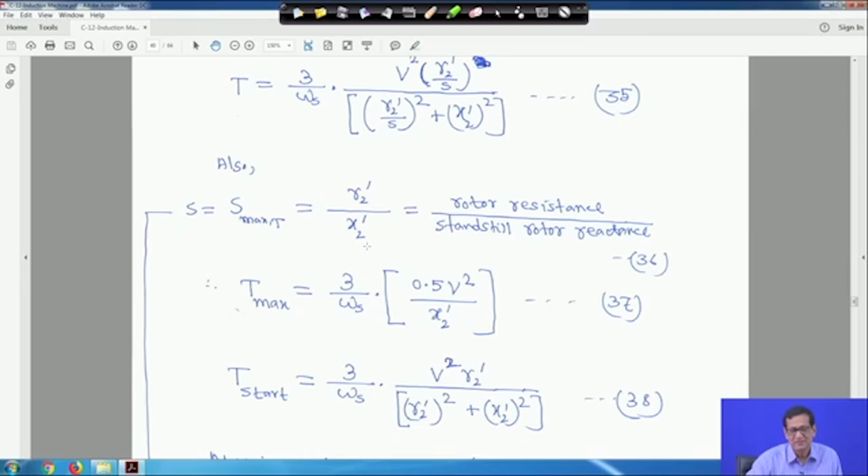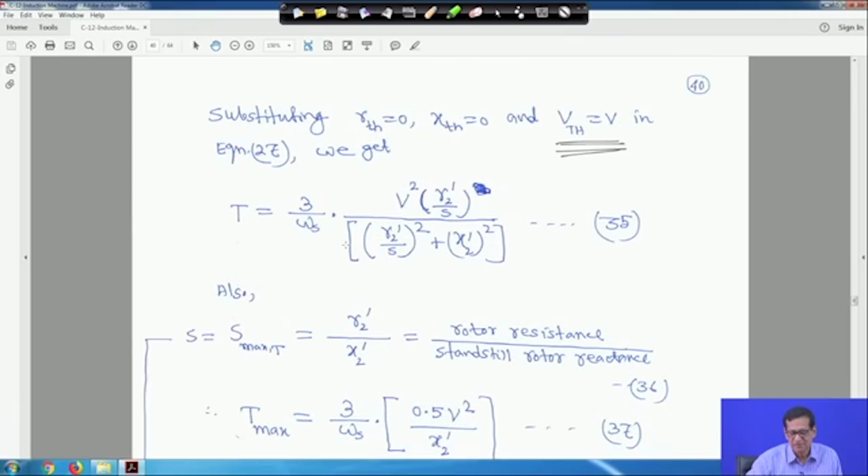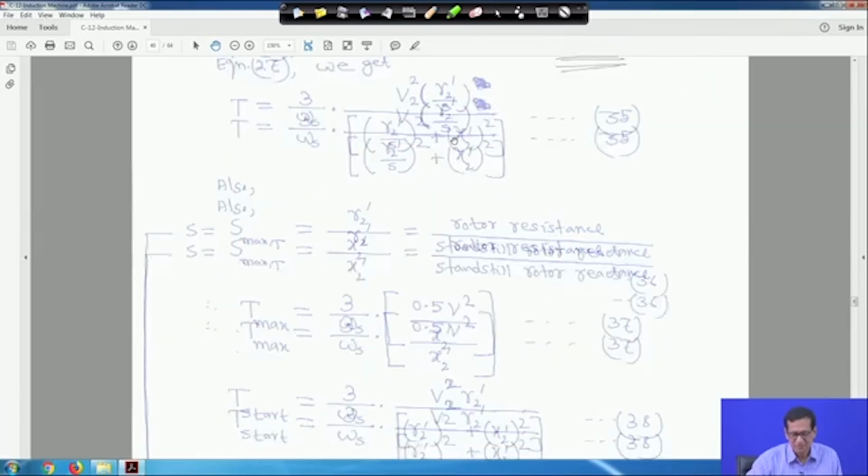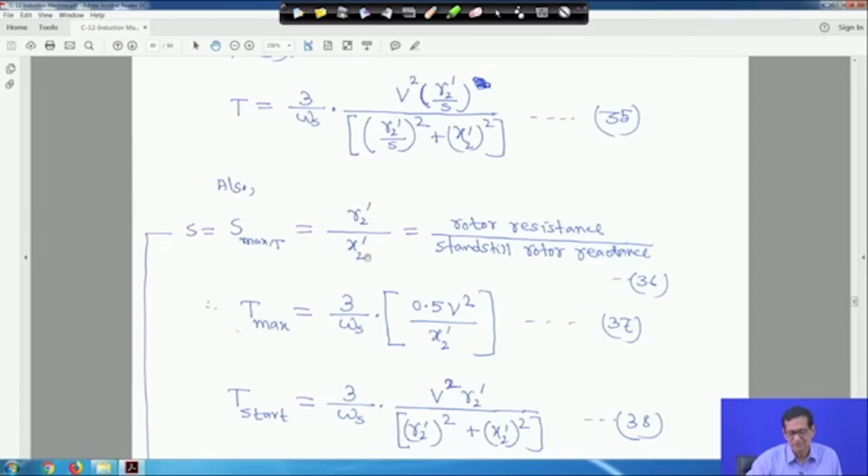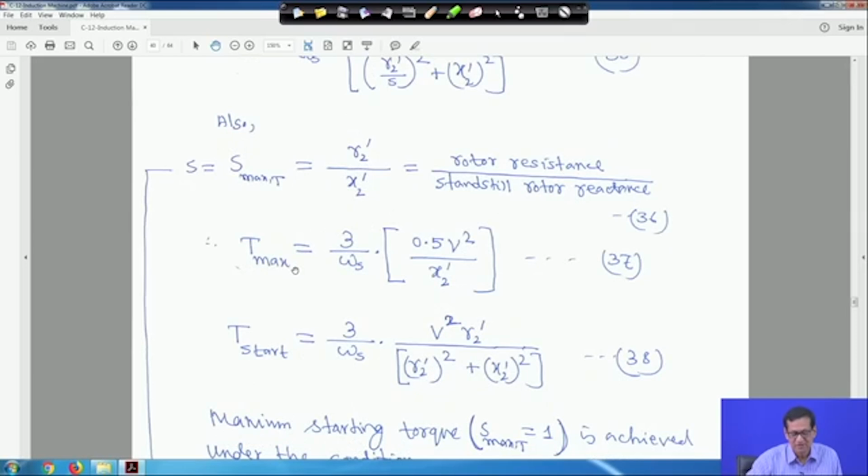Based on this assumption, you substitute R Thevenin = 0 and X Thevenin = 0 into your expression for S max T, and you will get S max T equal to R2' upon X2'. This will be required sometimes for solving numericals. Therefore, with rotor resistance over standstill rotor reactance, if you put that in the expression for T maximum, you will get 3 upon omega s into 0.5 V square upon X2'.